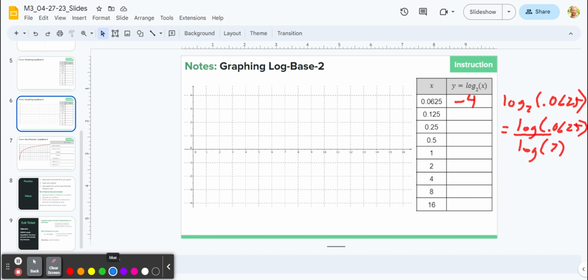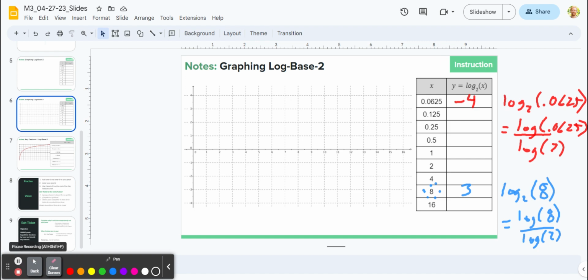We can similarly do that for the remaining ones here. Let me do a different example. This one in blue. Let's do it with 8 right here. If I do log base 2 of 8, that will be equal to the log of 8 divided by the log of 2, and that will give me 3. And so 3 can go into that spot in our table.